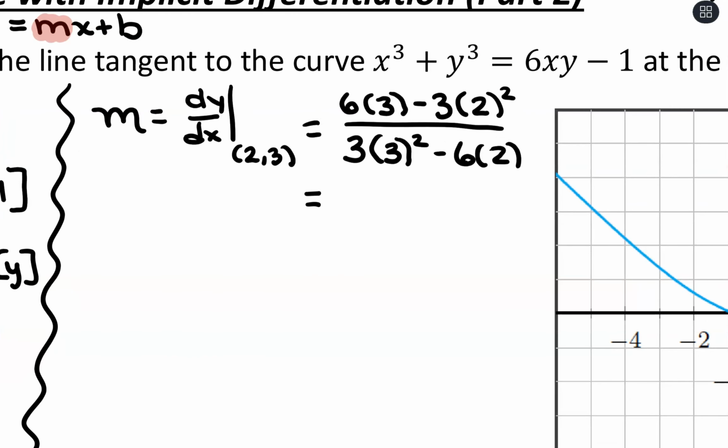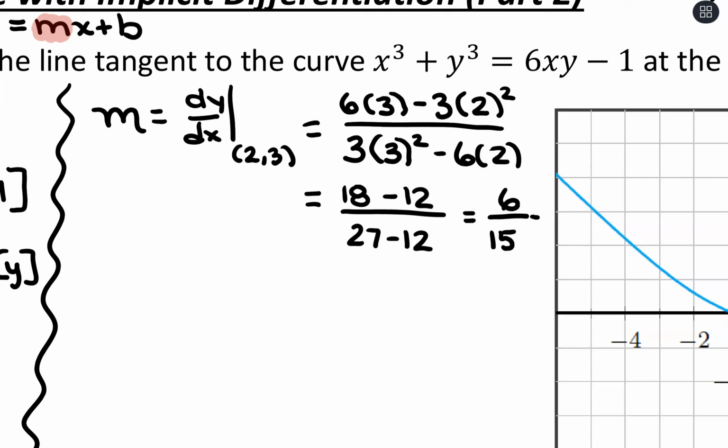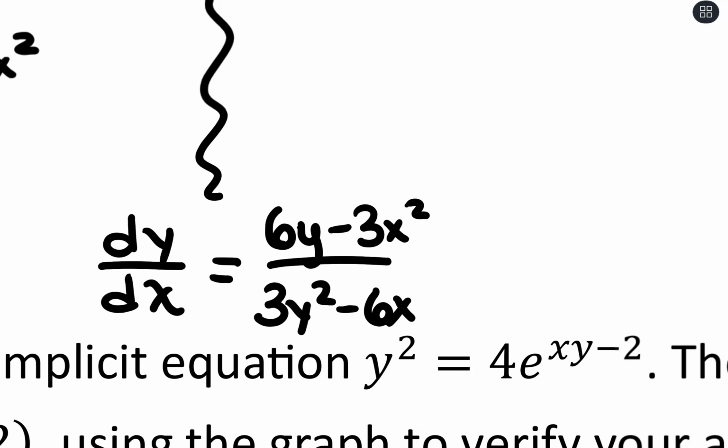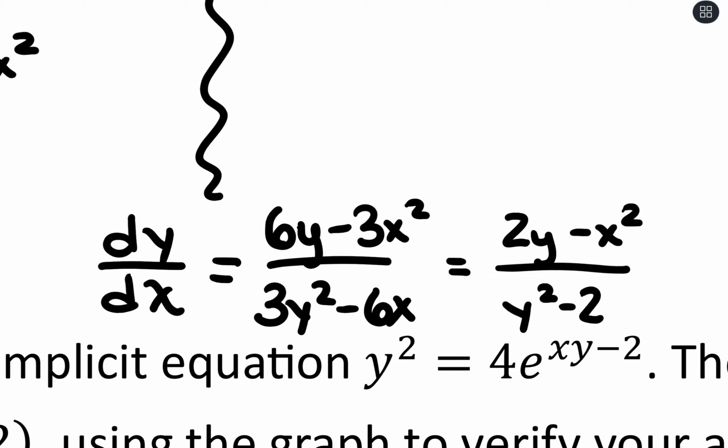And we're going to go ahead and simplify that down. So let's see, 18 minus 12 over 27 minus 12. So a 6 over 15, so a 2/5. Something I just thought of that doesn't matter too much. Really, the simplified form of this, there is a common factor of 3, and that is important to notice here, that we'd have 2y minus x squared over y squared minus 2x.